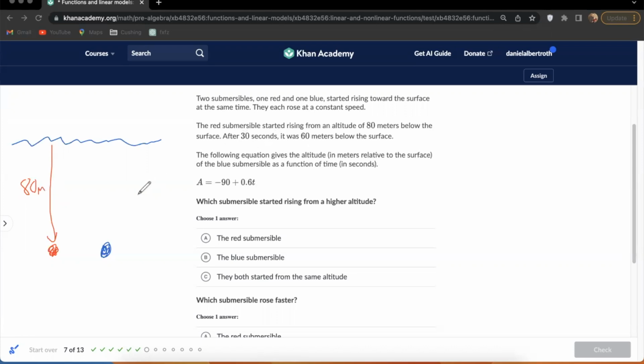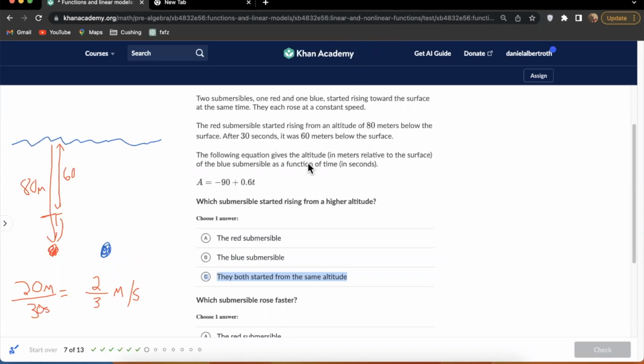And after 30 seconds, it was 60 meters below. So it traveled here to where the distance is now only 60. So this distance would be 60. So that means we traveled a distance of 20. We traveled 20 meters in 30 seconds. So let me correct that. 20 meters in 30 seconds, that's 20 over 30, which is 2/3. So the red is traveling at 2/3 of a meter per second. Every second it travels 2/3 of a meter.